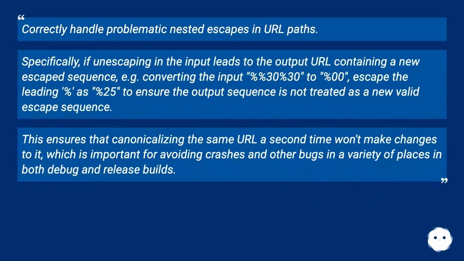Correctly handle problematic nested escapes in URL paths. Specifically, if unescaping in the input leads to the output URL containing a new escaped sequence, e.g. converting the input %, %30, %30 to %00, escape the leading percentage, %25, to ensure the output sequence is not treated as a new valid escape sequence. This ensures that canonicalizing the same URL a second time won't make changes to it, which is important for avoiding crashes and other bugs in a variety of places in both debug and release builds.